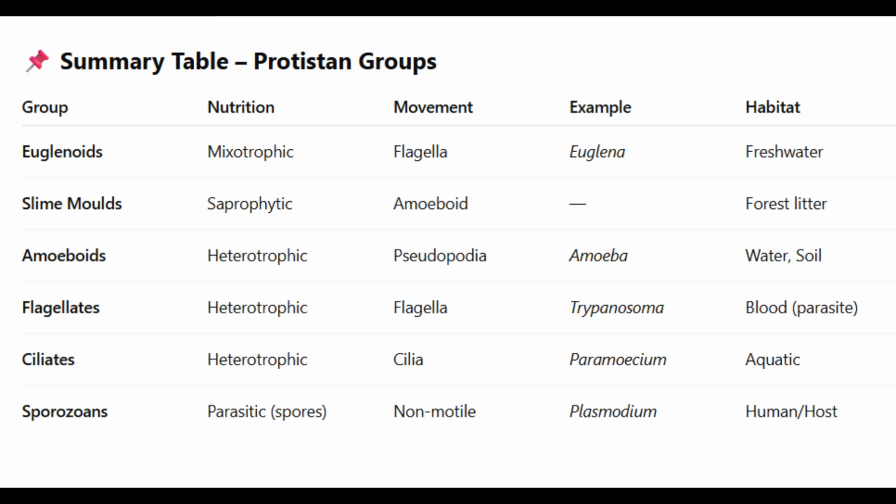They're primarily aquatic. Sporozoans. Entirely parasitic protists. They form spores for transmission and are non-motile in their host stage. Plasmodium, the malaria parasite, infects humans and other hosts. This amazing variety shows why protists are their own unique kingdom.